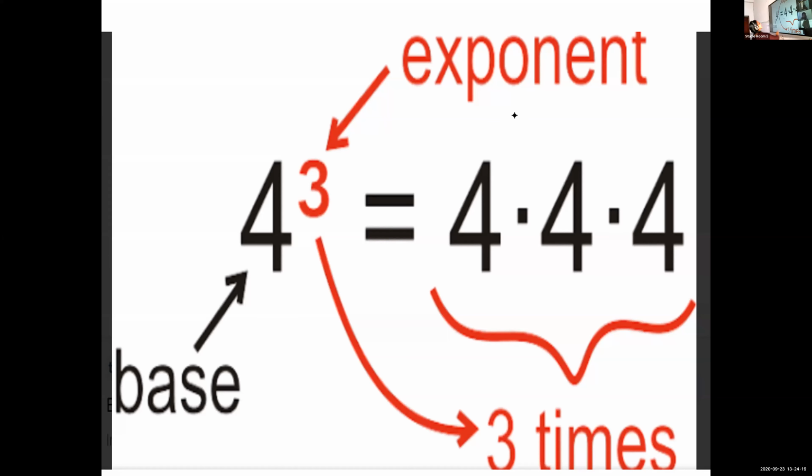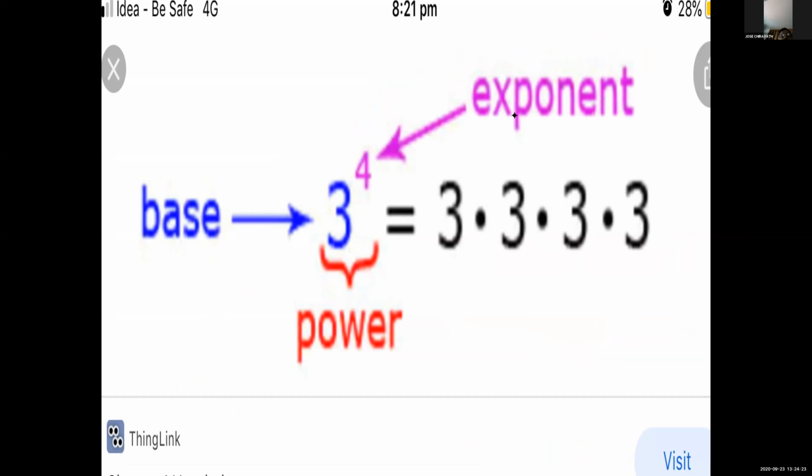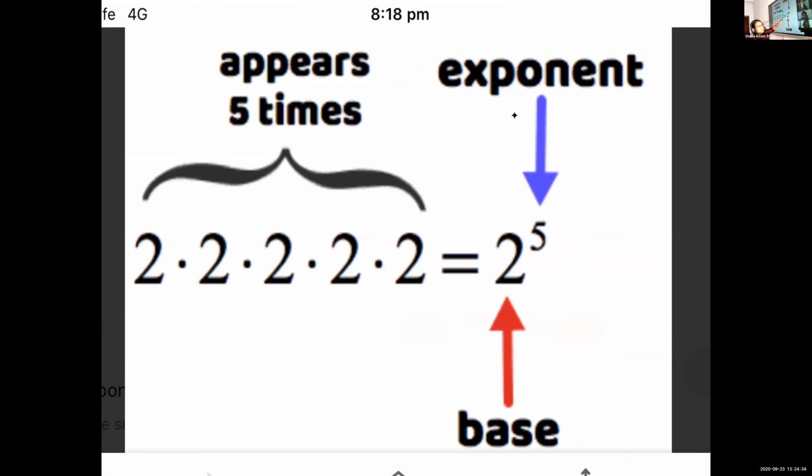Okay. So here some more examples. All these are examples for exponent. 3 raised to 4. 4 is exponent, 3 is base. 3 into 3 into 3 into 3. We are multiplying 3 four times. Here are some examples.